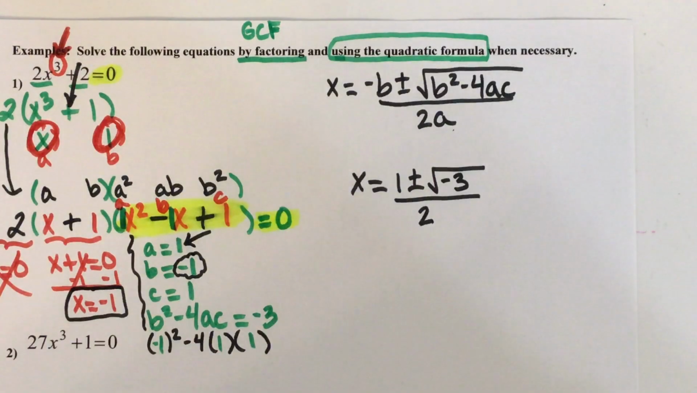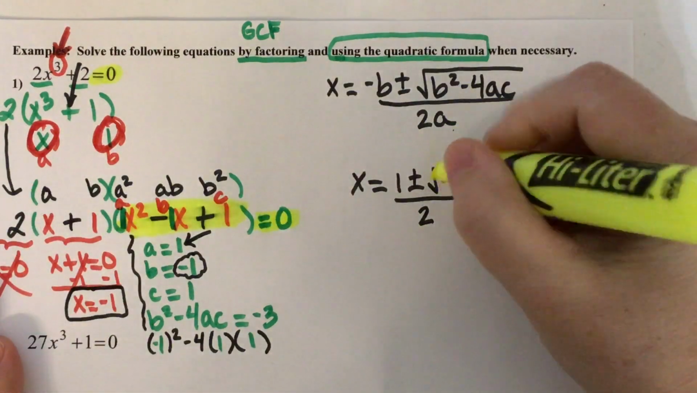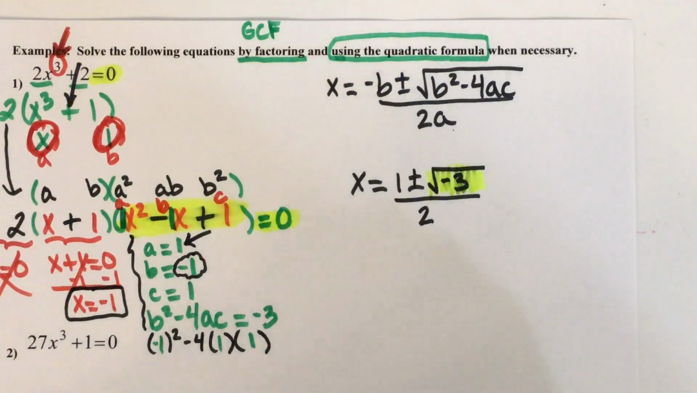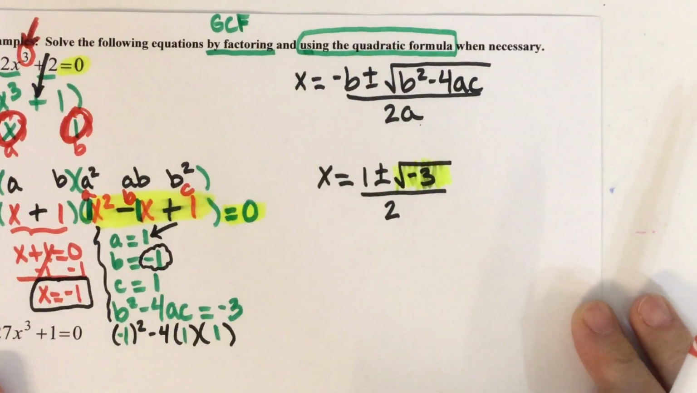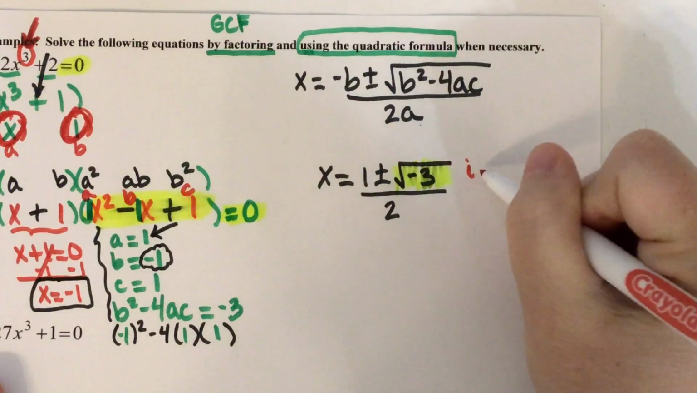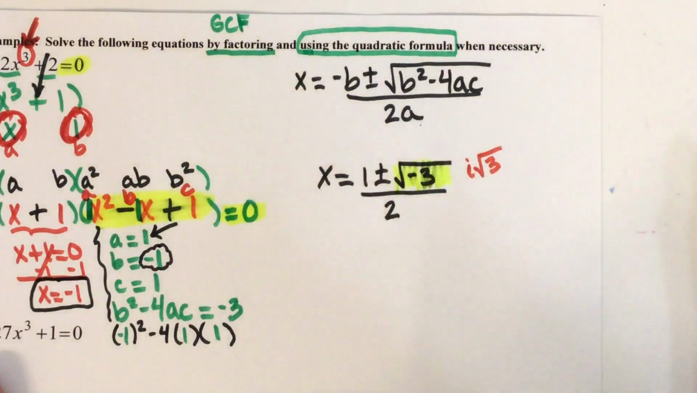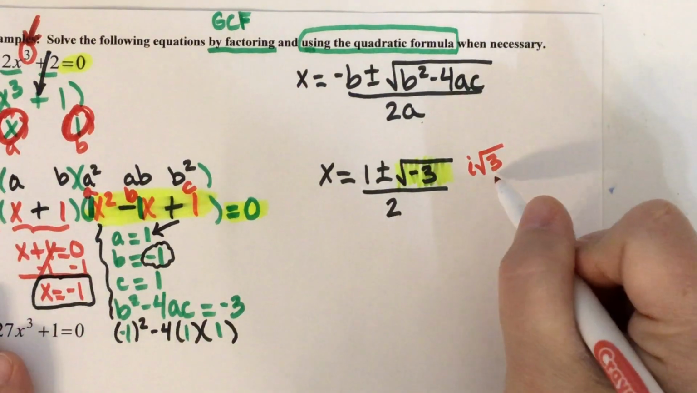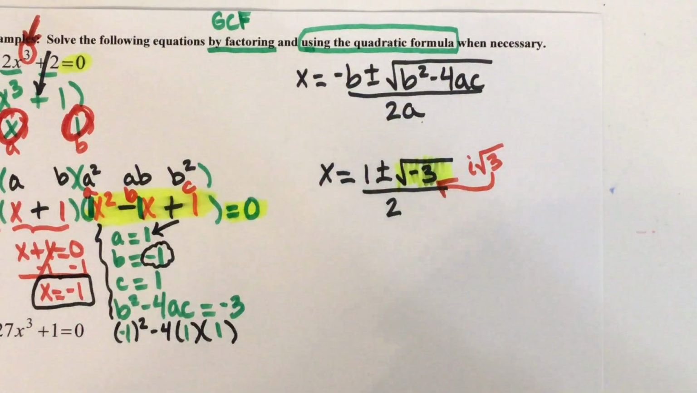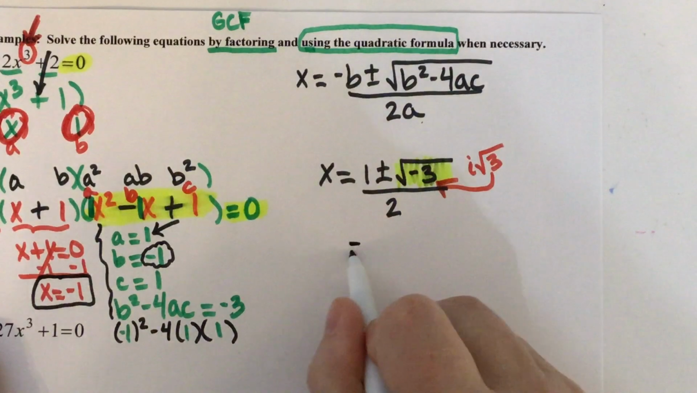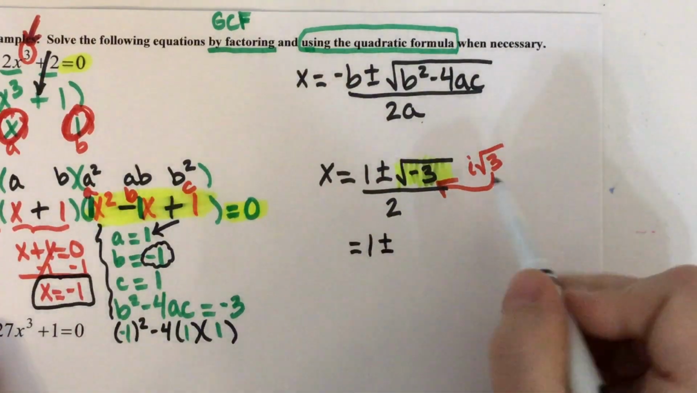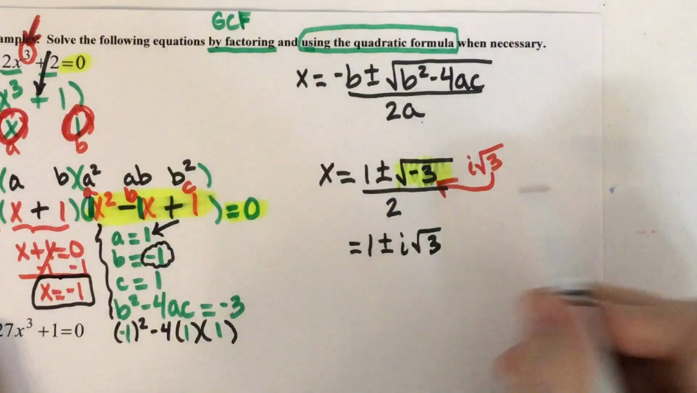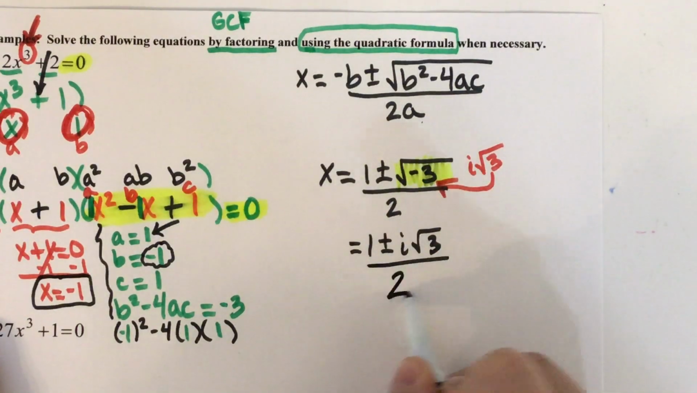Okay, once we get this far, our goal is to start working on this radical. Do you remember who takes the negative out of a radical? I does. And then you're left with a positive square root of 3. You can't break the square root of 3 down, so that's as good as that gets. So I'm going to rewrite this: 1 plus or minus, this is getting replaced with I square root of 3, and I recopy all over 2.